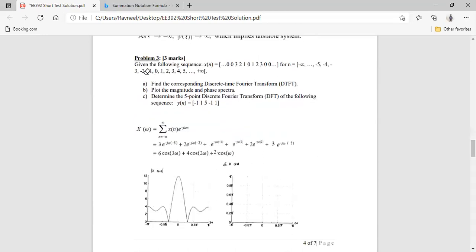Problem number 3. Given the following sequence, this is the x of n, for n equal to the values given over there. Find the corresponding discrete time Fourier transform.